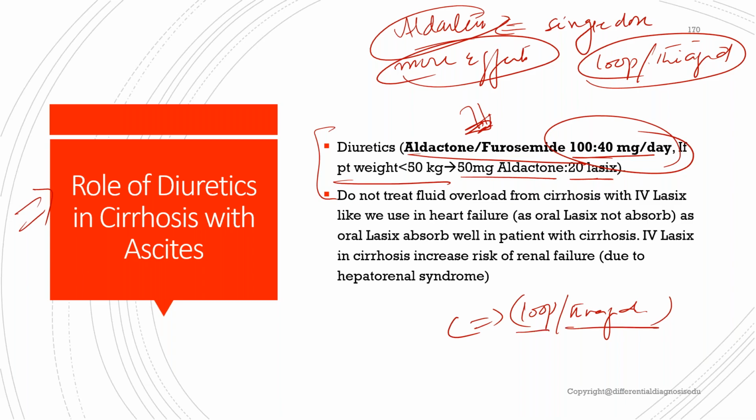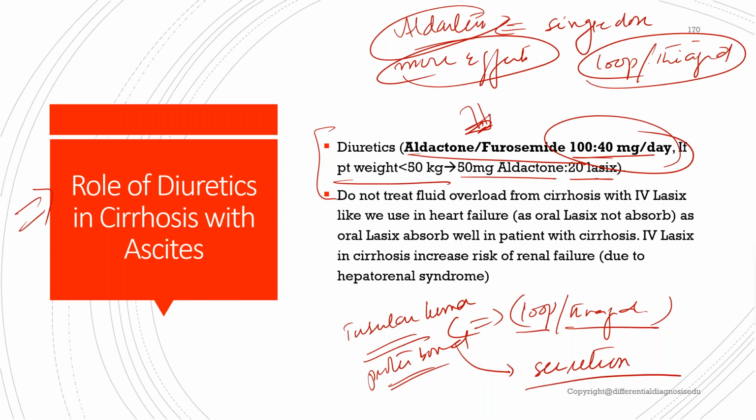For loop and thiazide diuretics to be effective, they have to enter the tubular lumen, and they are both protein bound. How do they enter the tubular lumen? By secretion. And this secretory process is impaired in patients with cirrhosis because of the presence of toxic metabolites. The net effect is both loop and thiazide diuretics will not work effectively. Their natriuretic effect will be impaired. So that's why Aldactone is more effective compared to furosemide or thiazide diuretics.